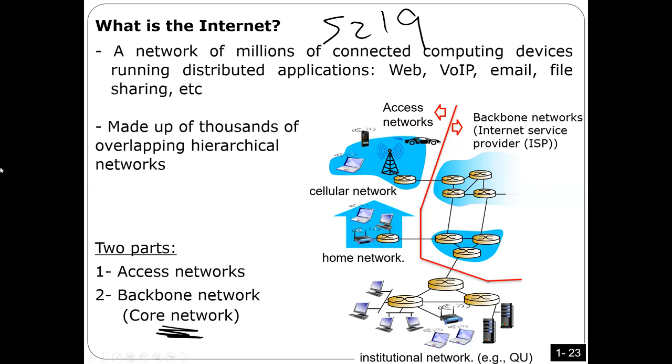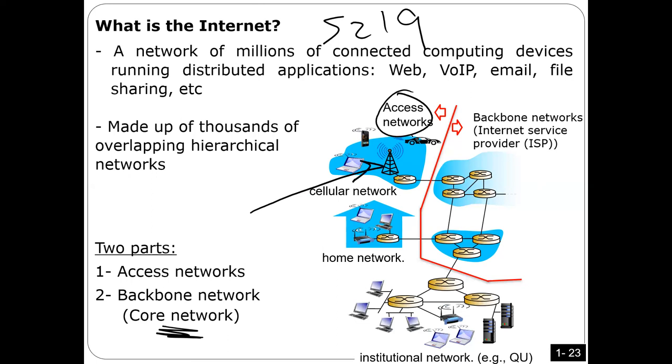So here in the access network, in order to connect to the internet, you have to connect to a network. For example, a cellular network, a home network, or here in Qatar University, the institution network. That's what you call the access network. So your computer has to connect to a network.